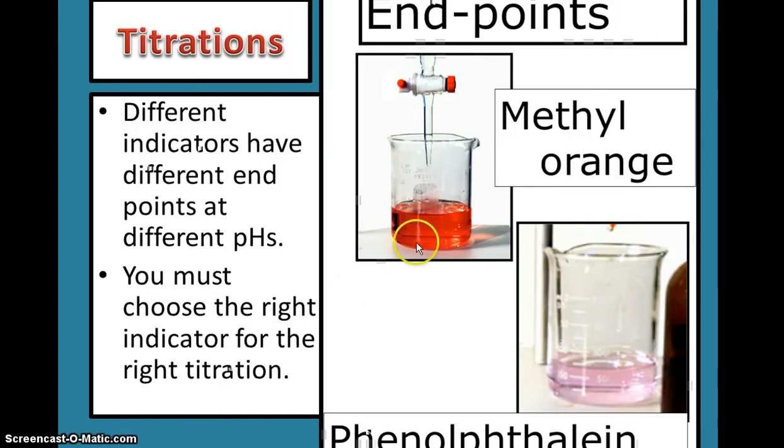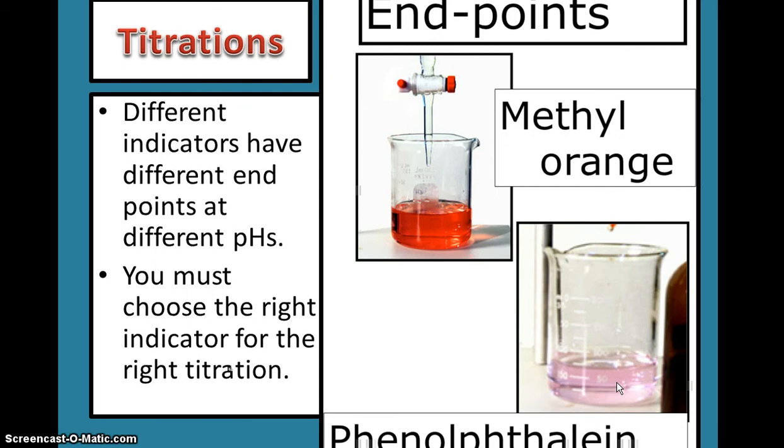Indicators that you could use are methyl orange or phenolphthalein. Methyl orange goes from orange to pink, and phenolphthalein goes from pink to colourless. You choose the appropriate one for your titration.